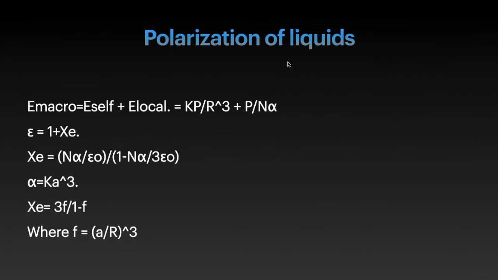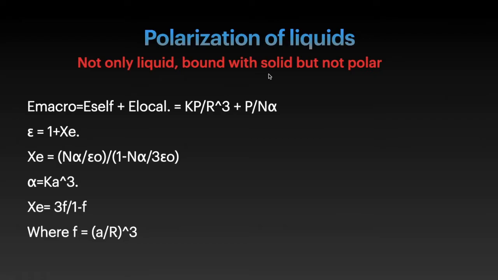In polarization of liquids, the liquid is not bound with solid and not polarizable. E micro is E self plus E local, which is Kp by R square plus P by N alpha, where K is 1 upon 4 pi epsilon naught. Epsilon is 1 plus Xe. Xe is N alpha by epsilon naught upon 1 minus N alpha by 3 epsilon naught. Alpha is K a cube. Xe is 3F upon 1 minus F, where F is a by R whole cube.